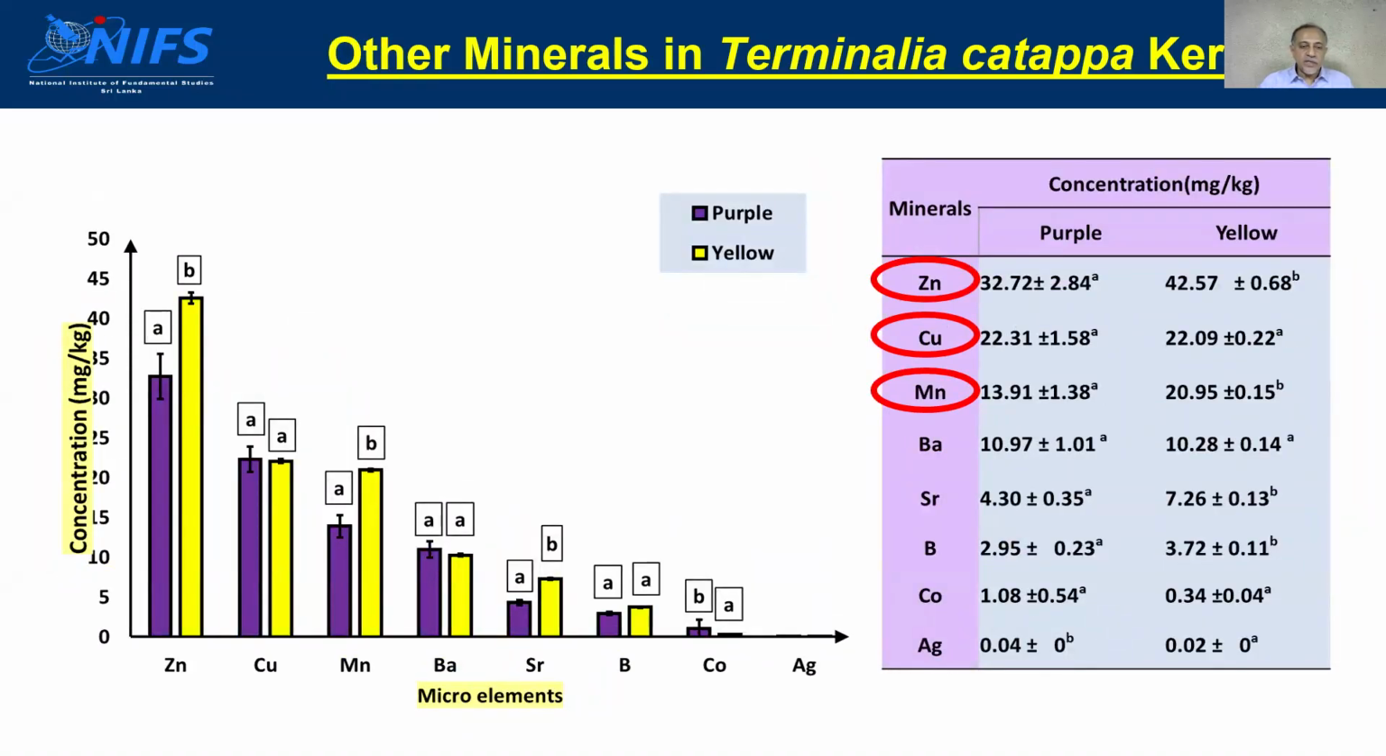After the major minerals, we come across minor minerals in the seed kernel, and zinc, copper, and manganese are the most dominating minerals in the seeds. Zinc is very important for the overall health of our body. Likewise, copper and manganese also play their own roles in the metabolic processes in our body.